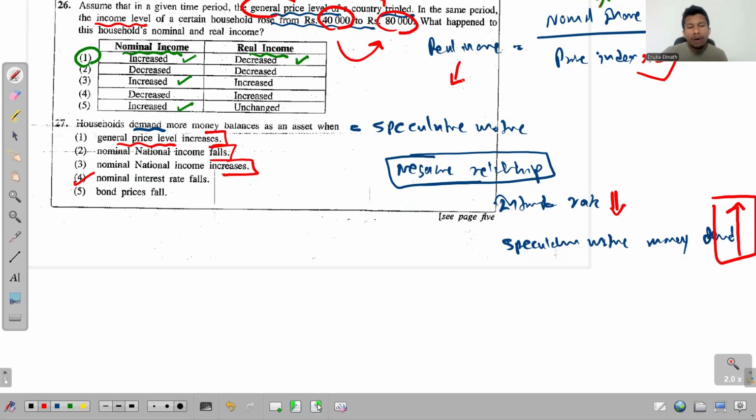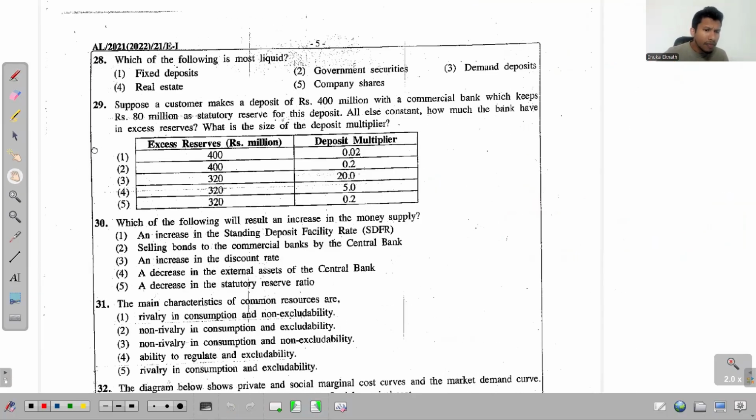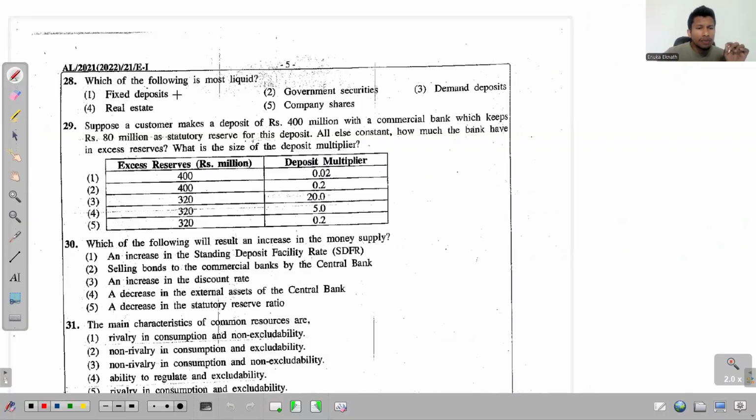Right. Now look at this next question, 28. It says, which of the following is most liquid? So the most liquid asset is always money. And the second most liquid asset is demand deposits maintained in commercial banks. So since we do not have money here, the answer has to be obviously demand deposits.